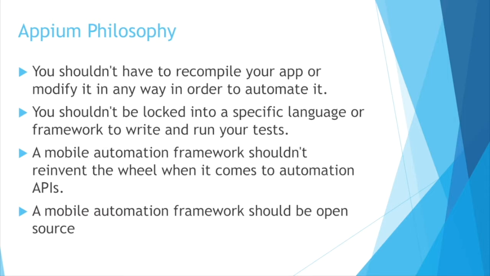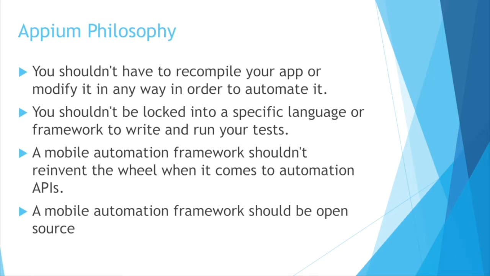Now coming to the Appium philosophy, before that there was a point called native and hybrid. Native apps are made using Android and iOS native code. Android is based on Java, and iOS is on Objective-C and Swift. So those are made using Android and iOS native code. And hybrid apps have some web components, like HTML, CSS, etc.